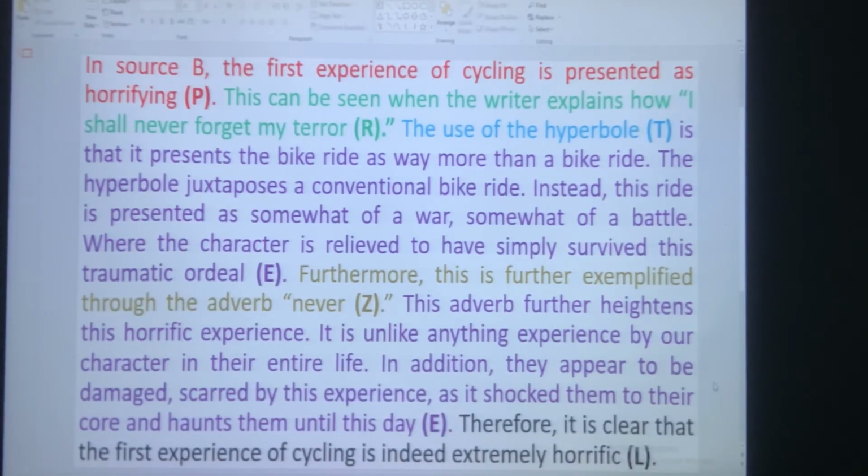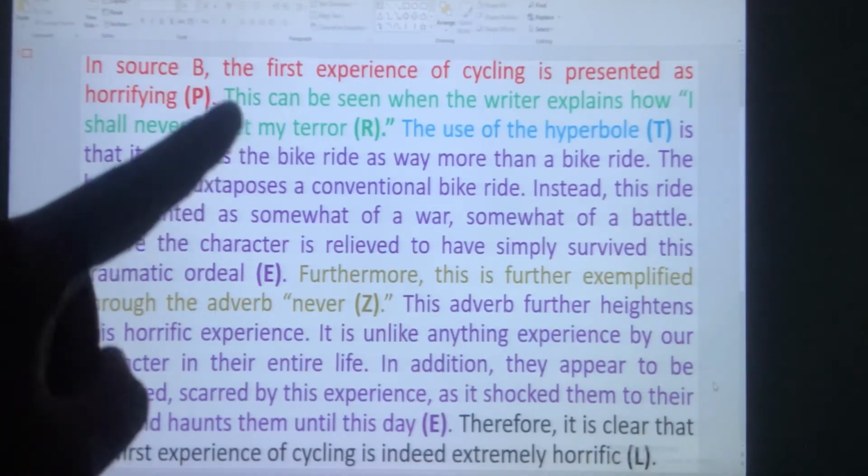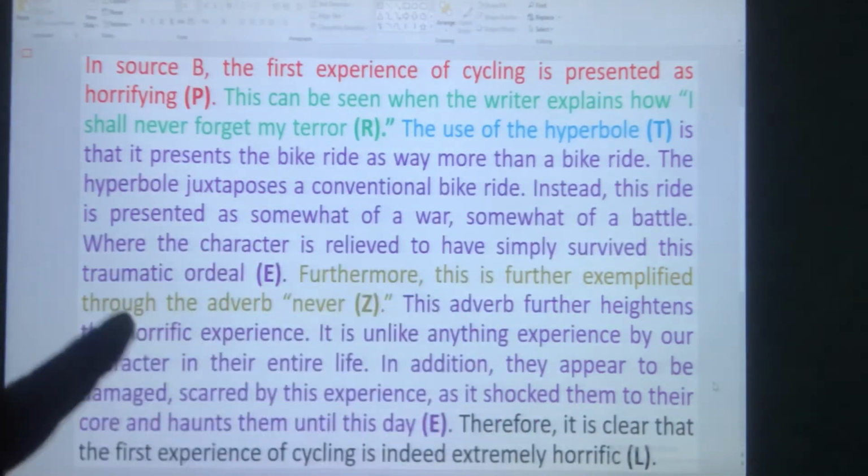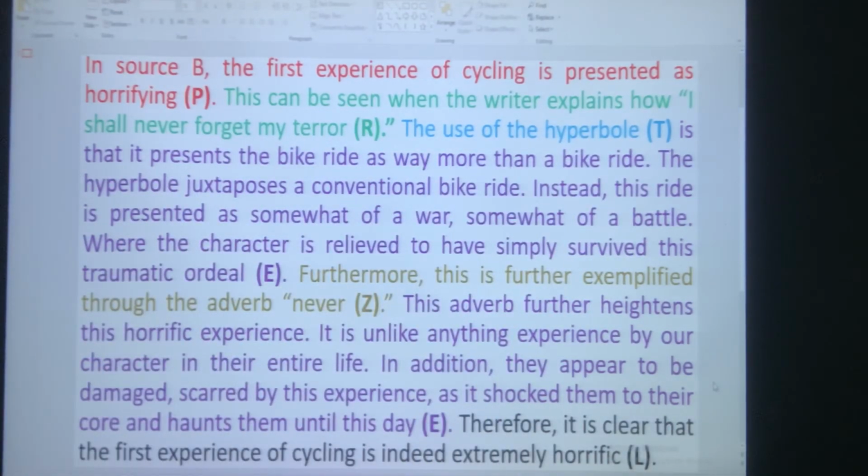And guys, there we have it. There we have a complete pretzel paragraph for English language. Here we have our P, our R, our T, our E, Z, E, L. Now guys, I apologize if there are any spelling or grammar errors. I was typing pretty quick and I was not thinking about that stuff.